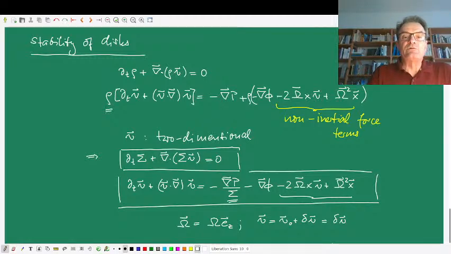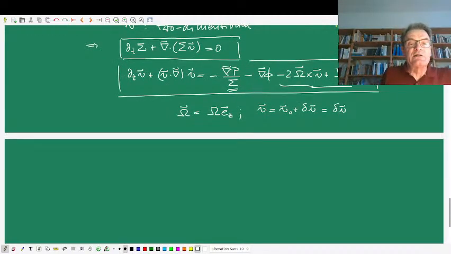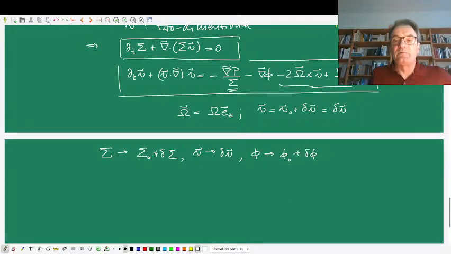All right, now what do we have? We have our relevant equations. Now we do the decomposition of sigma into background plus delta sigma, of velocity goes to delta v only. And of course, we also need to take into account that the gravitational potential will be composed of the gravitational potential of the unperturbed disk, sigma 0, plus a potential fluctuation, delta phi. That's what we have.